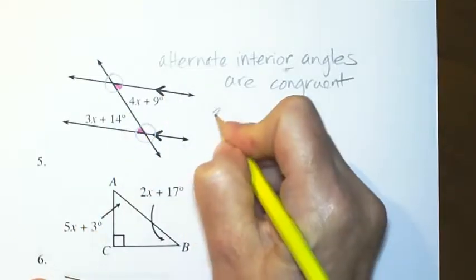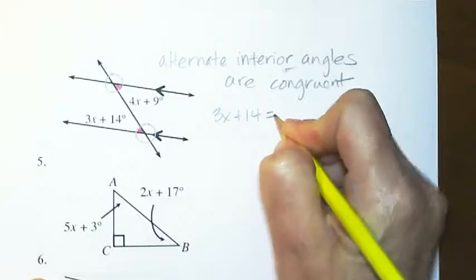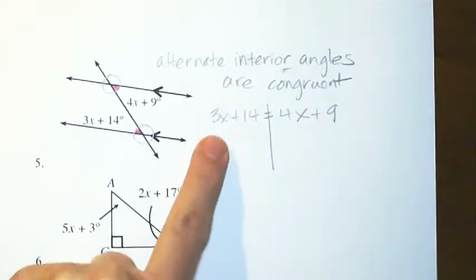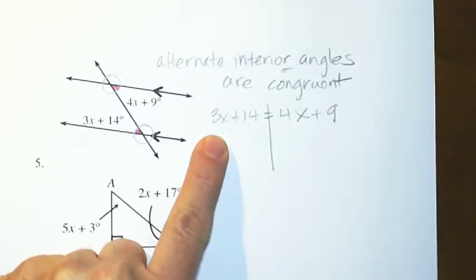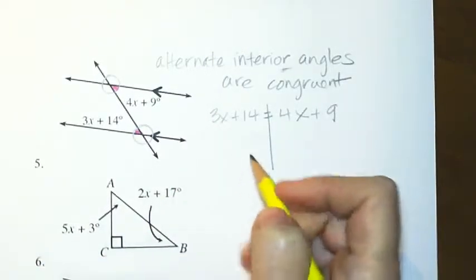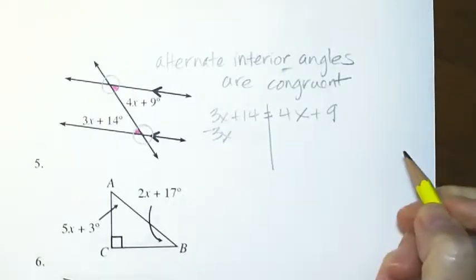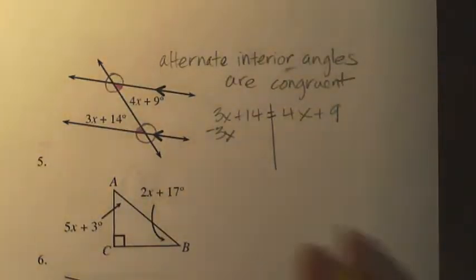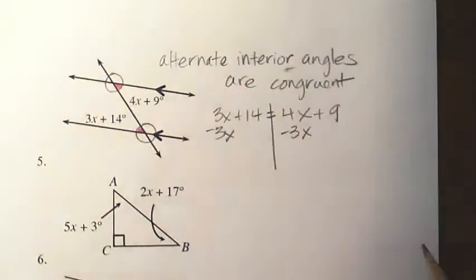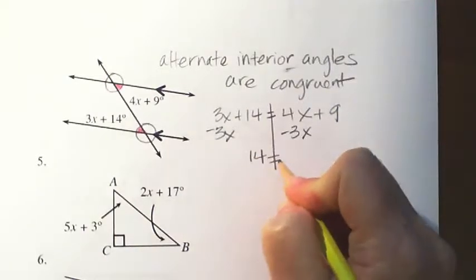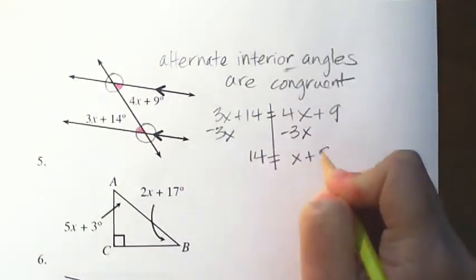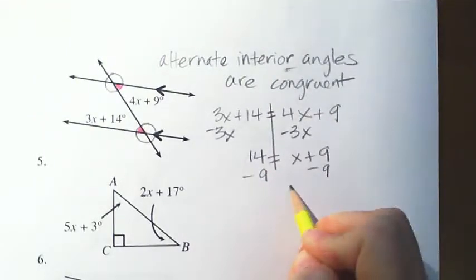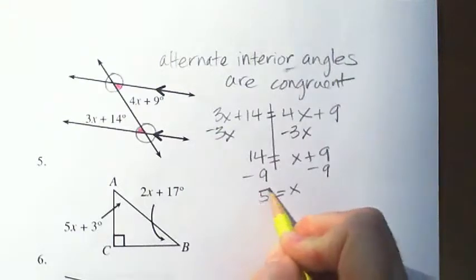So that means that 3x plus 14 equals 4x plus 9. x is on both sides. Let's get rid of the smaller one. Don't have to, but it just makes life easier. So take away 3x from each side. Noticing this is kind of bright still. Let's turn that off. Take away 3x from each side. So that gives me 14 equals x plus 9. Then I'm going to isolate x by subtracting 9 on both sides. So x equals 5.